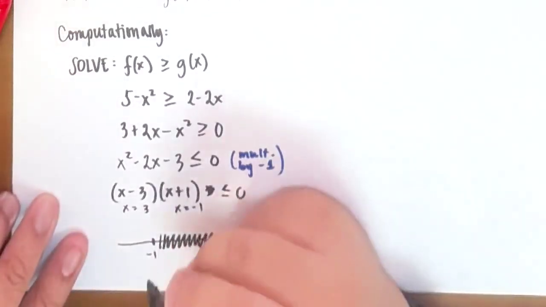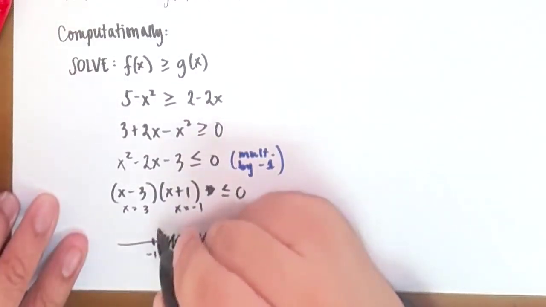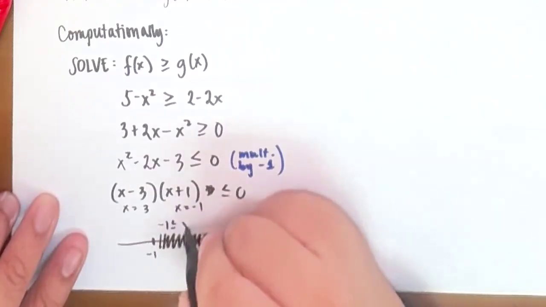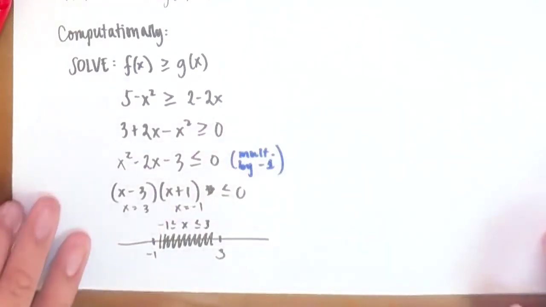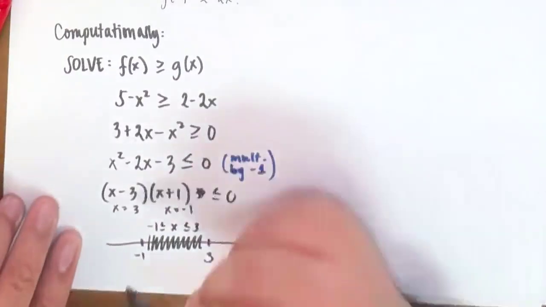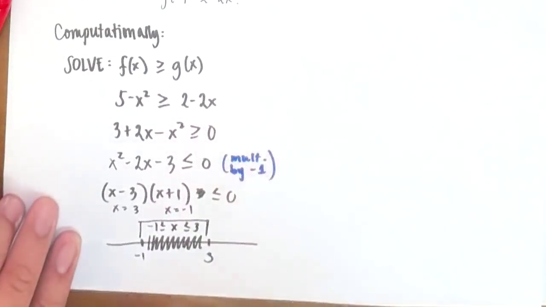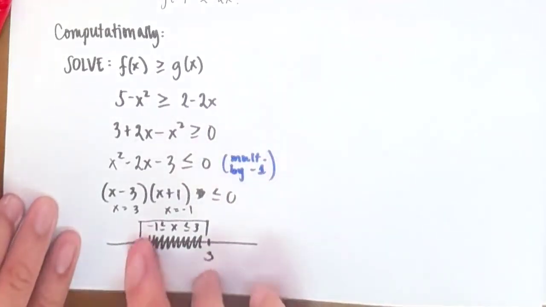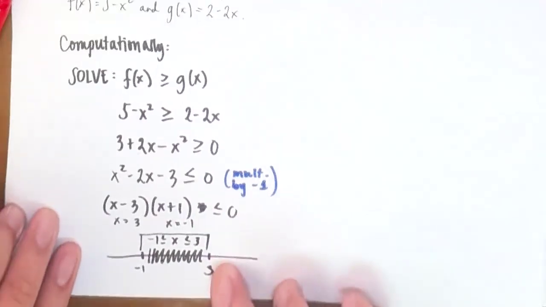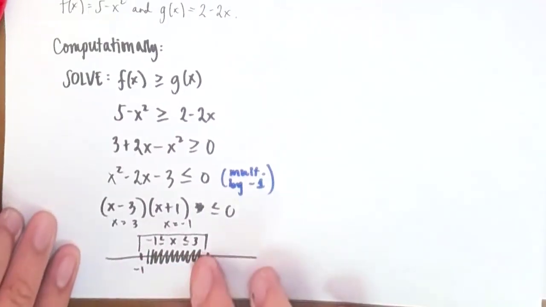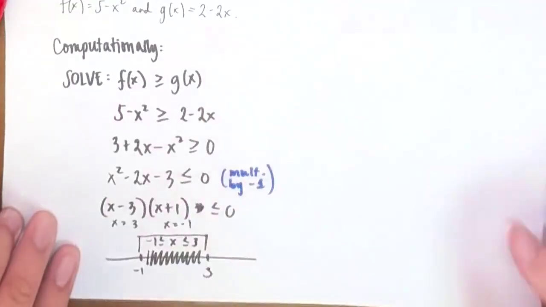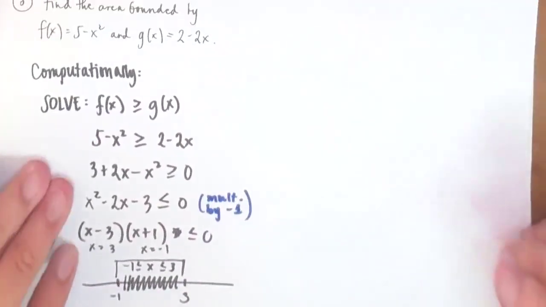So it's everything from -1 to 3. So this is where the function f is above g. Okay?